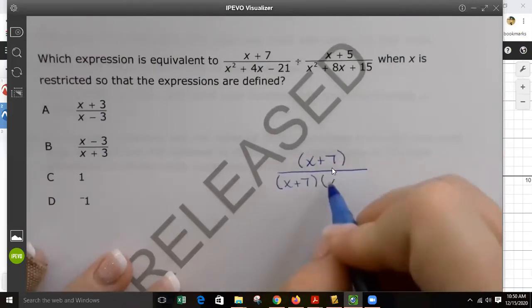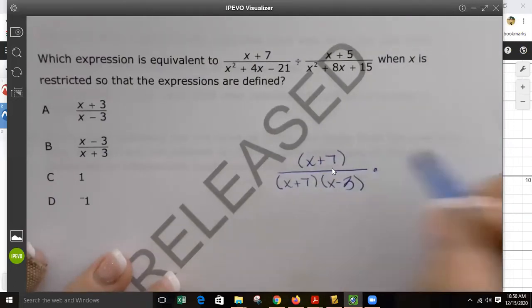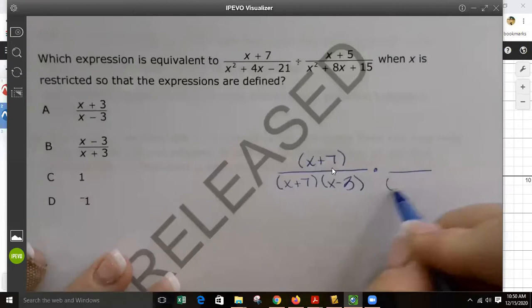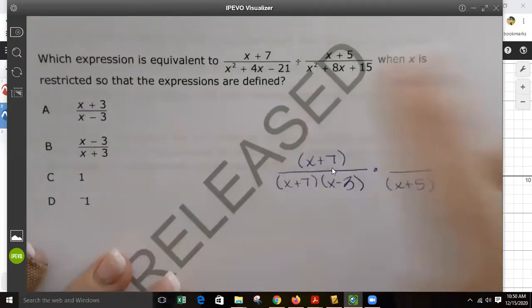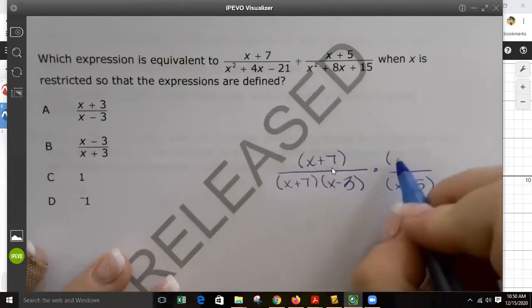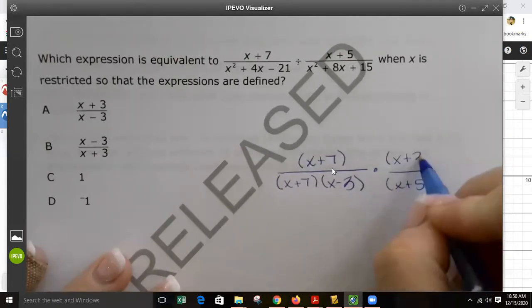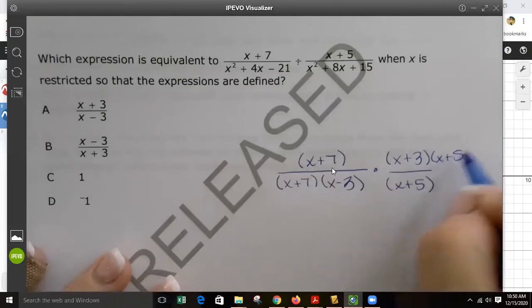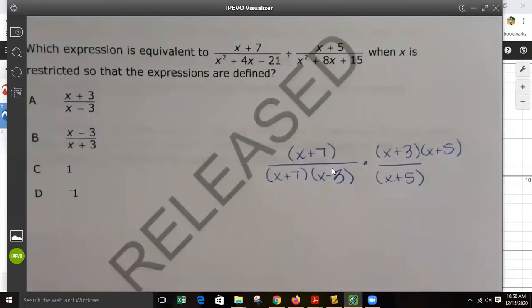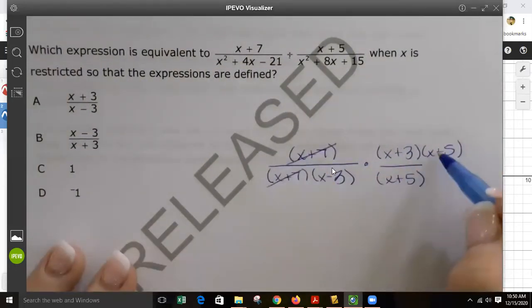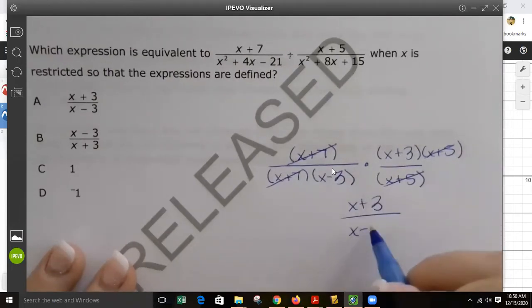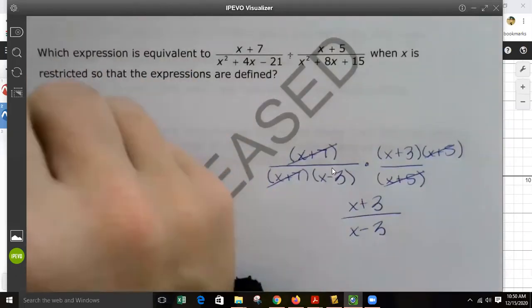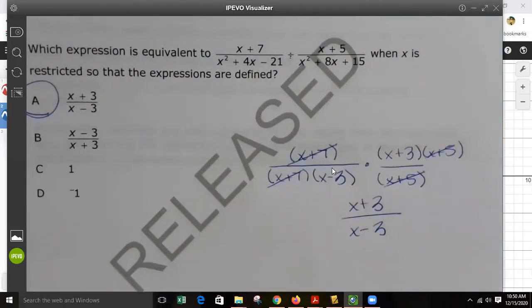7, -3. Okay. I'm going to flip and multiply, so that means that x plus 5 is going to go on the bottom. And then on the top, what are your factors of 15 that add to 8? x plus 3 and x plus 5. Remember, if it's the same on the top and the bottom, we cross it out. We're left on top with an x plus 3. On the bottom, x minus 3. So your answer is A.